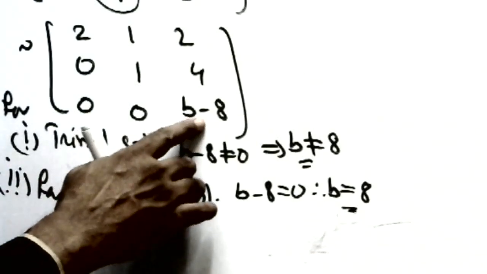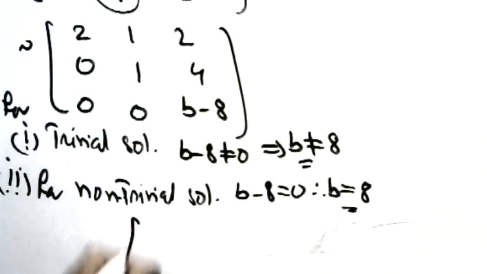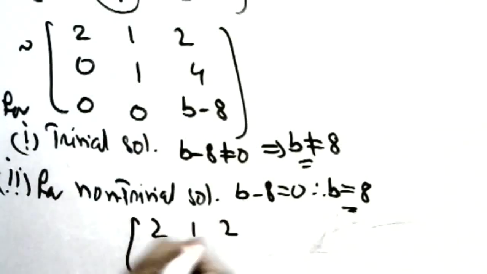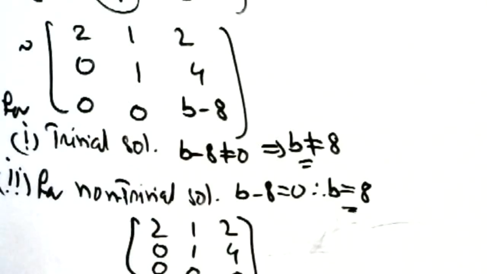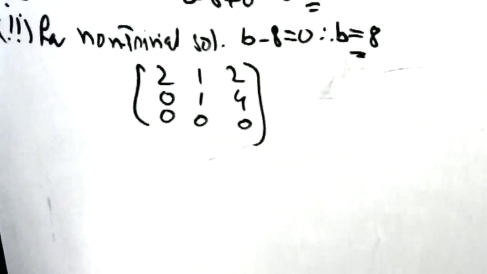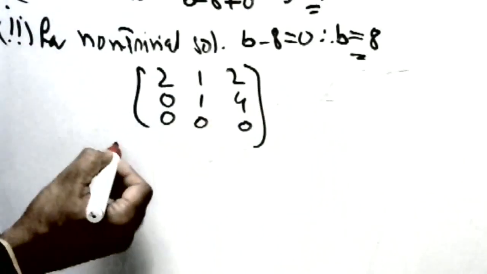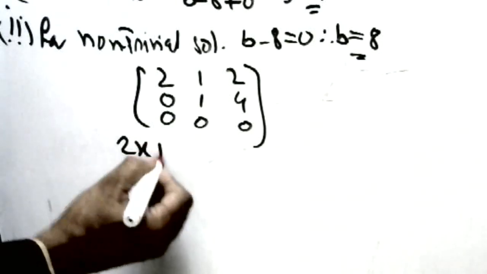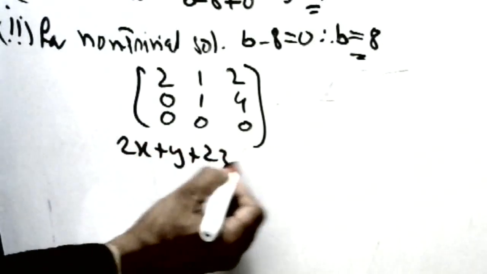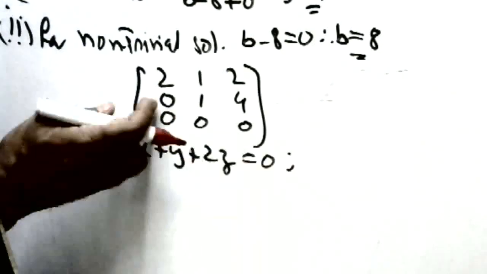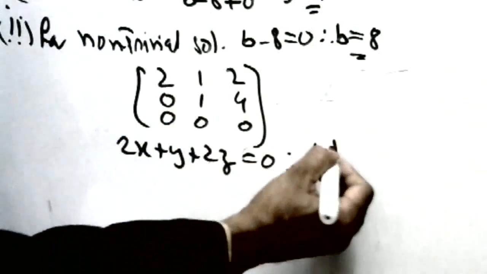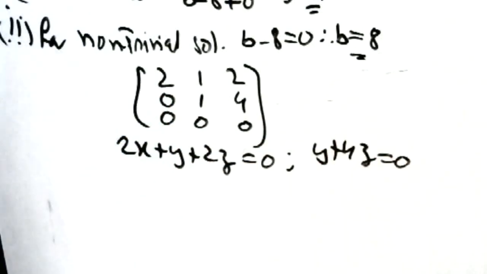And lastly, the question is solve for non-trivial solutions. So if we make this one 0, what is left here? 2 1 2, 0 1 4, 0 0 0. Now how to solve this one? Now again you join with this x, y, z. So we get two equations. 2x plus y plus 2z equals 0. Here x is 0. y plus 4z equals 0.